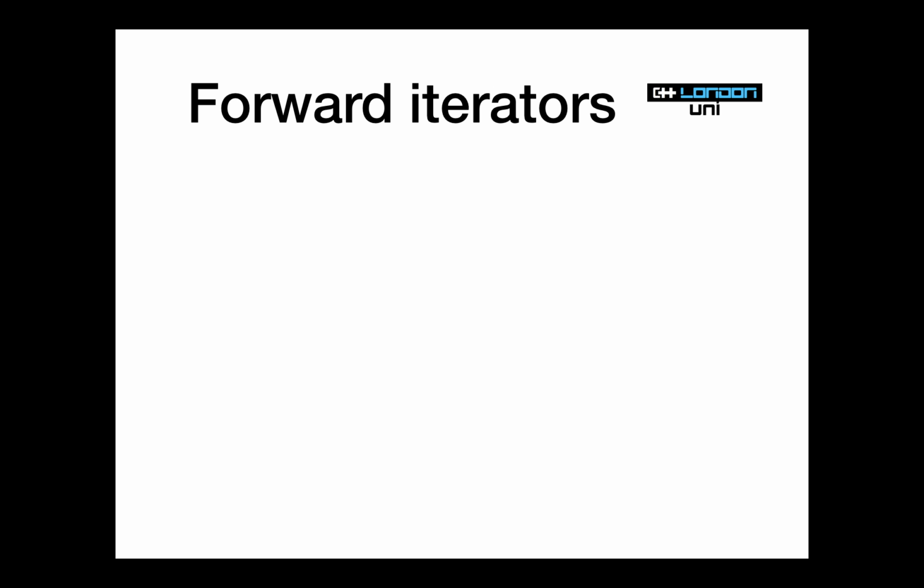If you were to write your own iterator for your own container type, then yes, you would have to decide and indeed declare what category your iterator, what level of functionality your iterator provided.